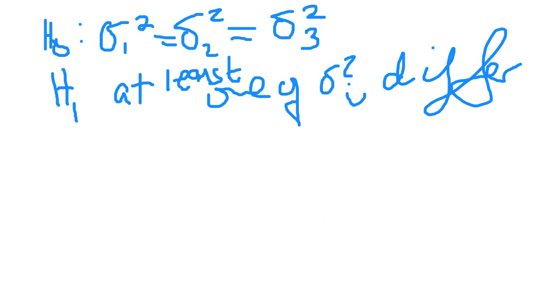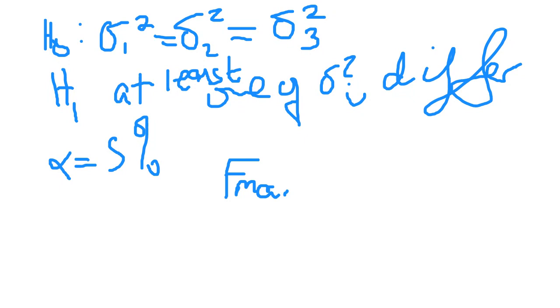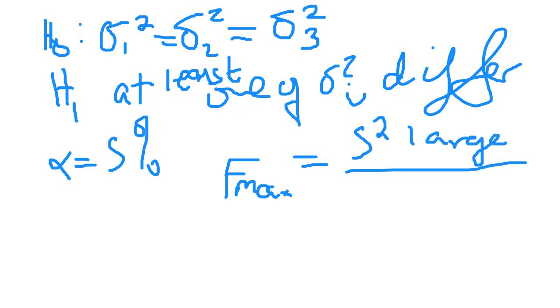Noted. Now suppose we use alpha of 5%. The F statistic, F max, which is F calculated, will be given by the largest variance, S squared large, divided by S squared small.